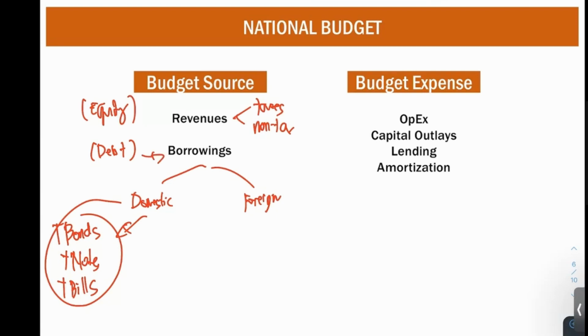Domestic, take note, domestic does not mean from your banks or domestic banks, but these are borrowings of the government by issuing its own liability. So what are the own liabilities of the government? Bonds, notes, bills. Normally, you know this one as treasury items. And then foreign borrowings, these are borrowings from foreign entities.